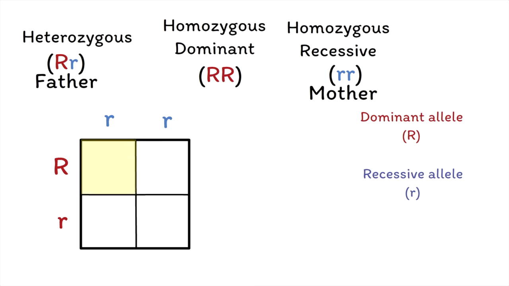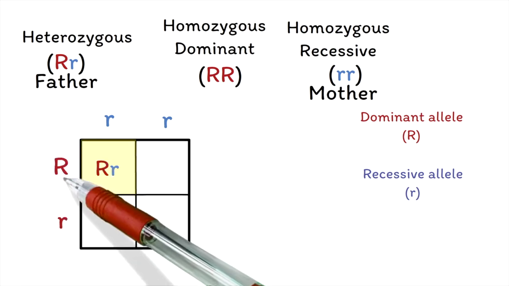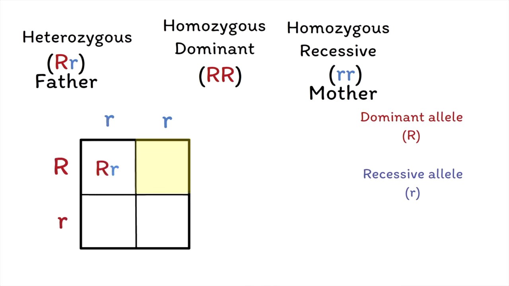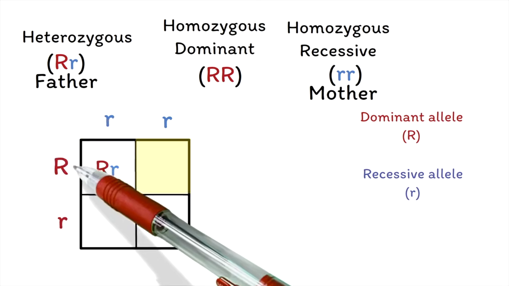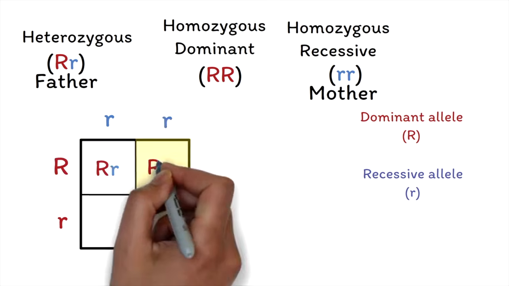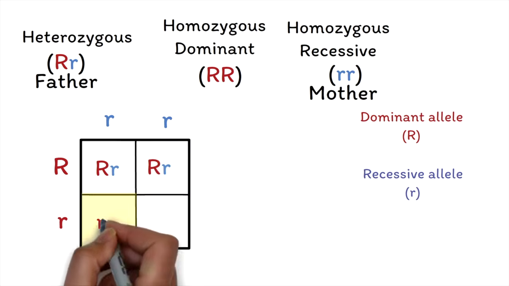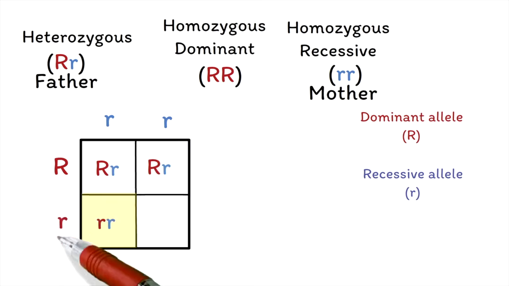The first section will be the dominant R and recessive r. We got that because of this R here and this r here. We do that for the next section. This and this will give us a dominant R and a recessive r. We go to the third section. We have 2 recessive r. This is because of this r and this r. Then we fill up the last section. Same idea. We have 2 recessive r.